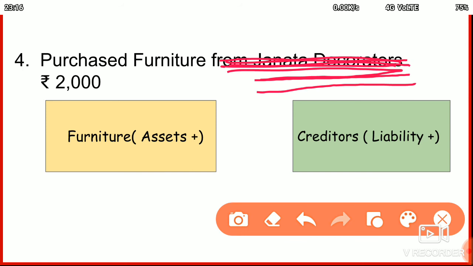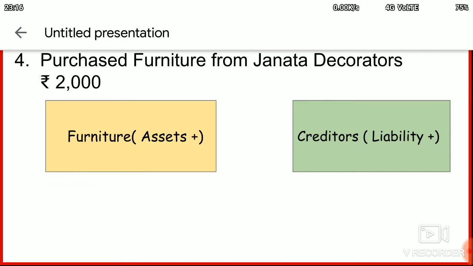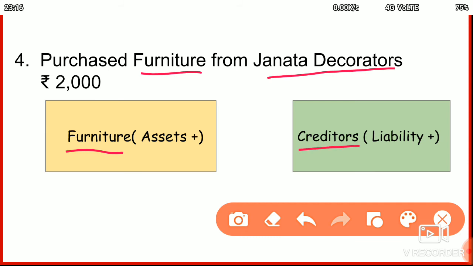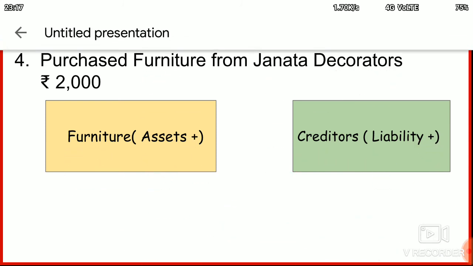So here in this transaction we can see that the furniture account is affected, and Janata Decorators is the creditor, so the creditor's account is affected. Now furniture is an asset for the business. On the other hand, creditors are a liability for the business. Furniture comes into the business, so this asset will increase. On the other hand, the business has not paid Janata Decorators, so the liabilities are increasing, so the creditors will increase. So furniture will increase and creditors will also increase by 2000 rupees.